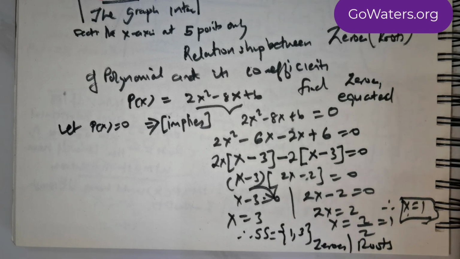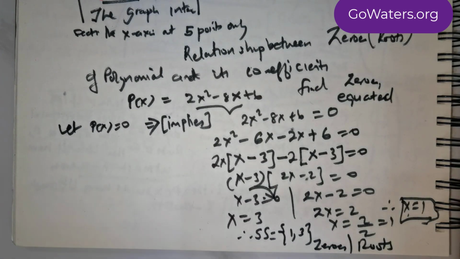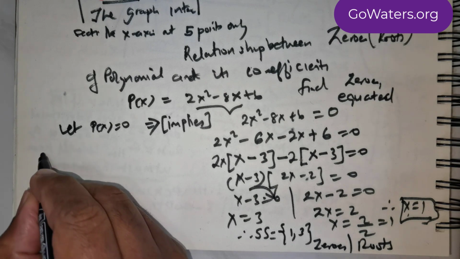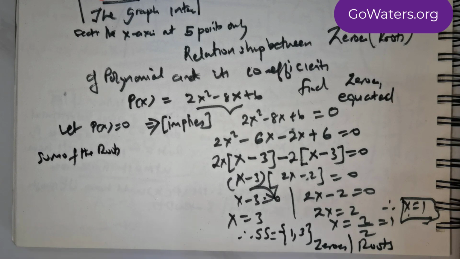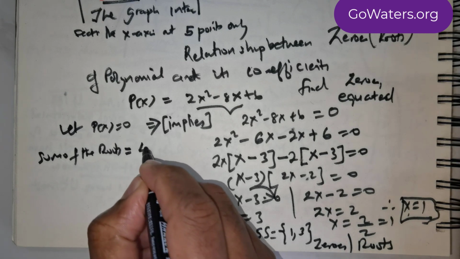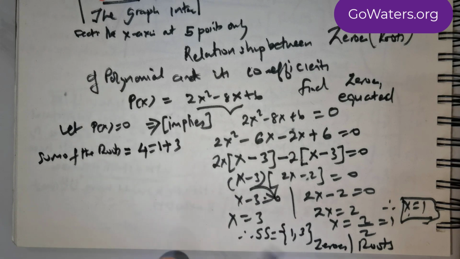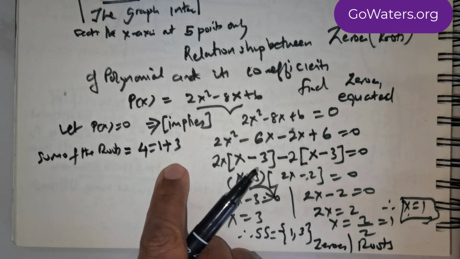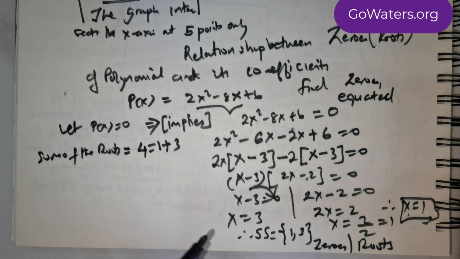Now, what is the exact relationship between the roots and the coefficient? Well, there is something called the sum of the roots. Now, if you were to take the sum of the roots, there are two roots here, 1 and 3. The sum of the roots is equal to 4. How did we get this 4? We added 1 with 3. And what is 1? 1 is a root. What is 3? 3 is a root. So that is how we got 4.